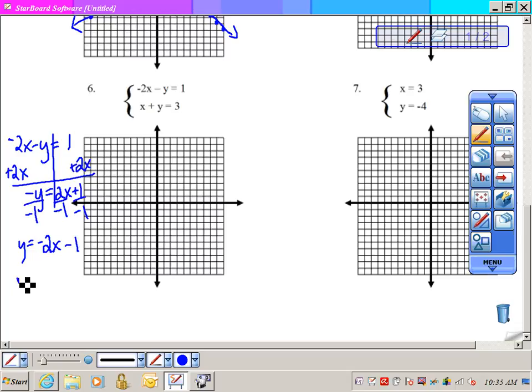So my m is negative 2. My b is negative 1. So what do I do here? What do I start at? Negative 1. My y-intercept of negative 1. From there, what do I do? Very good. Down 2 over 1. You guys are starting to get the hang of it. My line's not very straight.